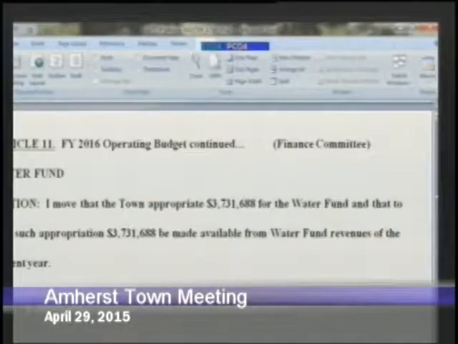We now move on to the Water Fund. And Ms. Tileman, would you please make a motion? I move that the town appropriate $3,731,688 for the Water Fund, and that to meet such appropriation, $3,731,688 be made available from Water Fund revenues of the current year.